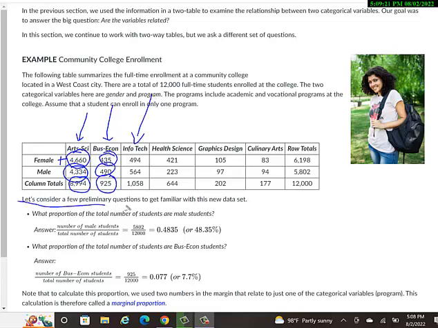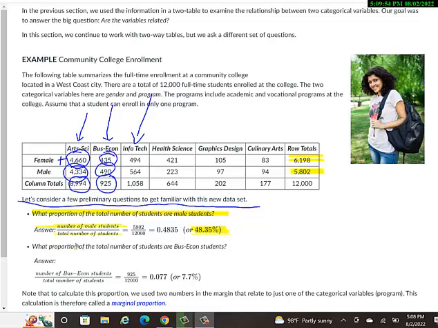So now let's consider a few preliminary questions to get familiar with this new raw data. It's hard to draw conclusions from this raw data until we think about some percentages, because like we said, the total number of females enrolled in this college is a bit more than the number of males. What proportion of the total number of students are male students? We'll answer that by dividing the number of male students by the total number of students, which gives us 48.35%. So it's just a little less than half.